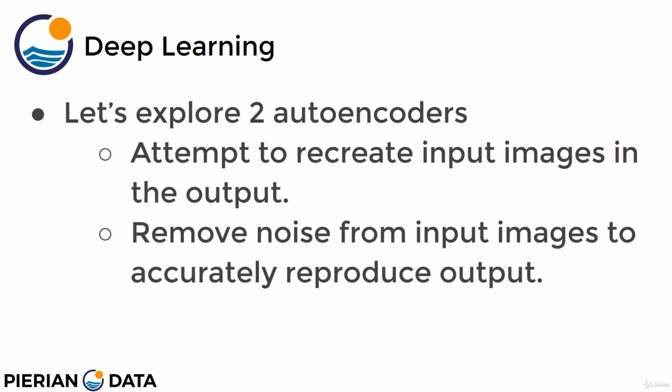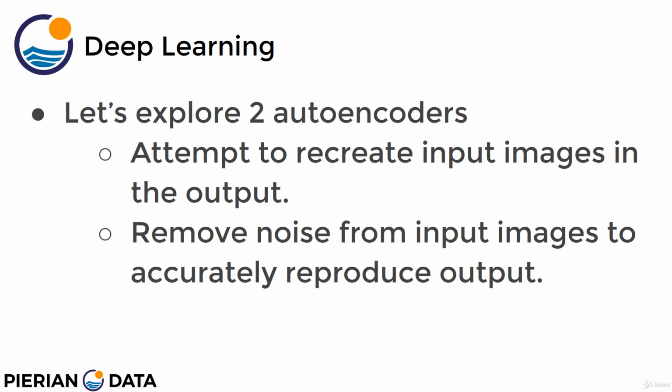So we're going to explore 2 autoencoders. We're first going to attempt to recreate the very first simple autoencoder that just recreates input images in the output. It takes in an image, encodes it, and expands it back out, and we'll see how well it can retain information as we reduce the number of neurons. The second thing we're going to do is build the actual application autoencoder, which removes noise from input images to accurately reproduce the output.